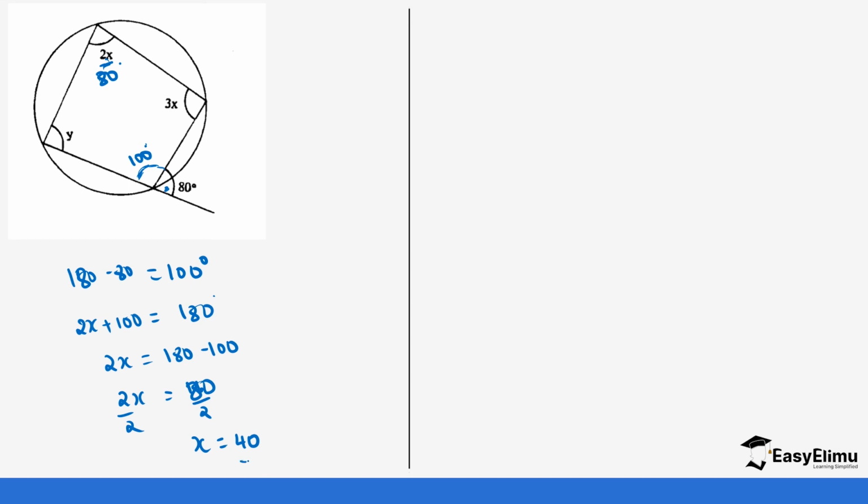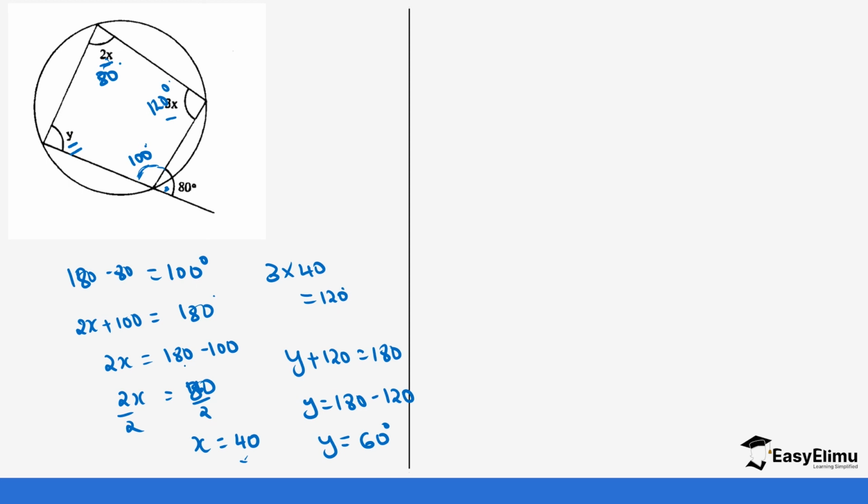So now that we have the value of x, then we can get 3x. So it will be 3 times 40, which will give us 120. So this is 120 degrees. So we know that y plus 120 is equal to 180, this angle here, because they are supplementary. So y is equal to 180 minus 120, which will give us y is equal to 60 degrees. So you see how easy it is as long as you can remember those simple properties.